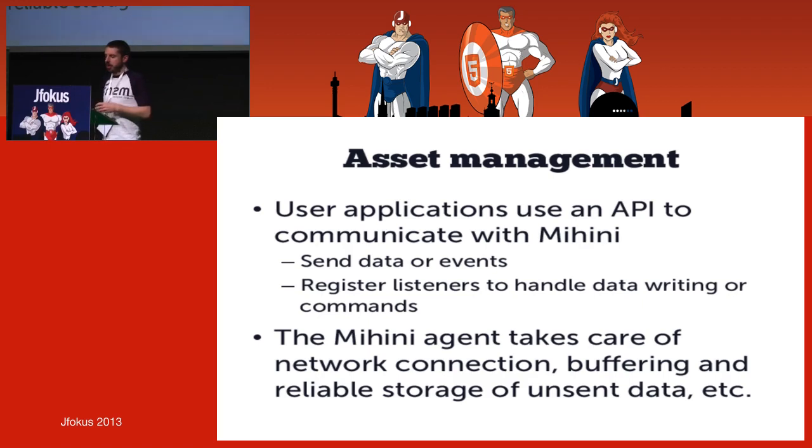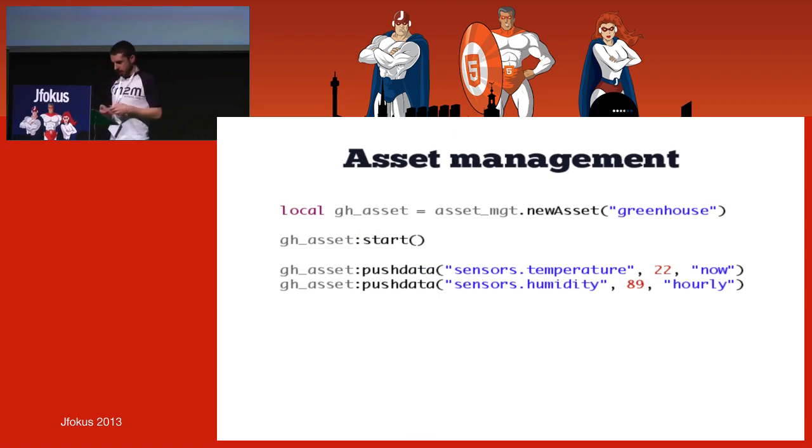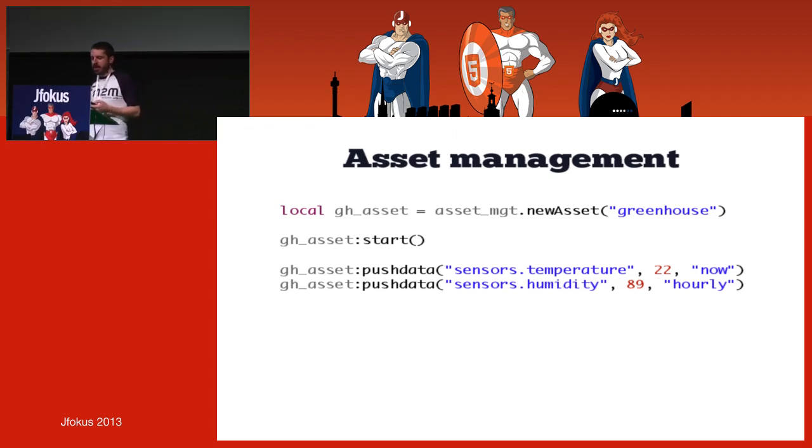We have also APIs for applications to be notified when a server is sending commands, applicative commands like turn a relay on or off, open a water valve. So we have these APIs, and the agent is taking care of making optimal communication with the server. So an example of the asset management API would be if you were to have a connected greenhouse, you would use the API to connect a new asset and manipulate a new asset. And then if you want to push data, send data.